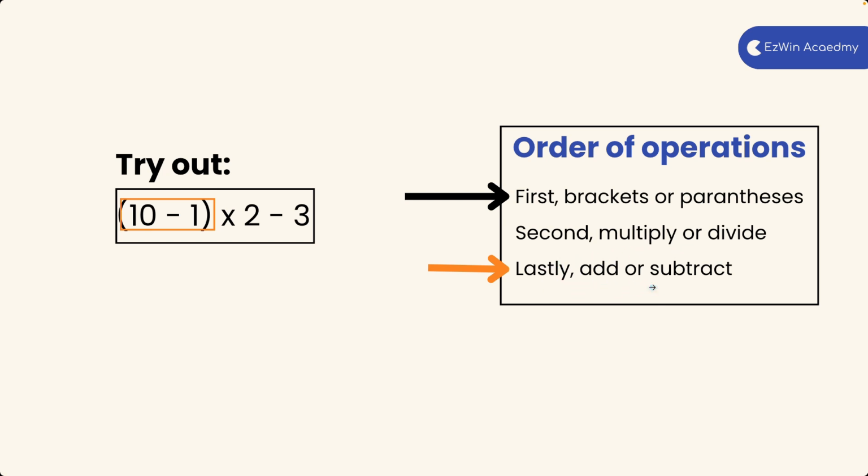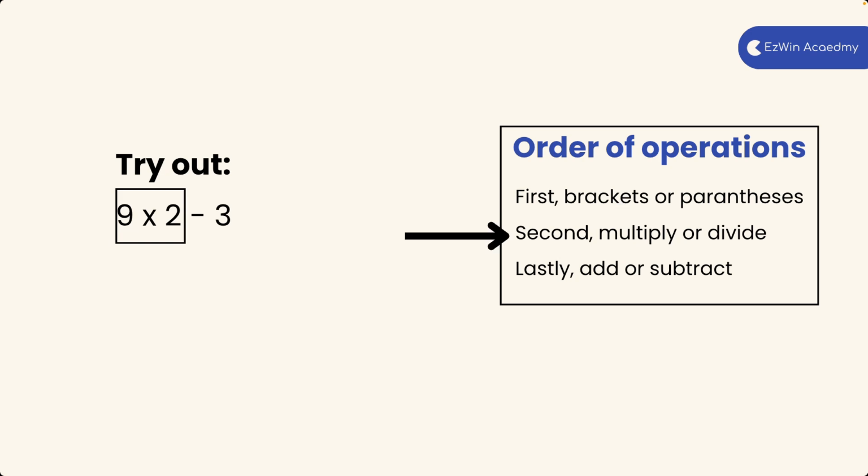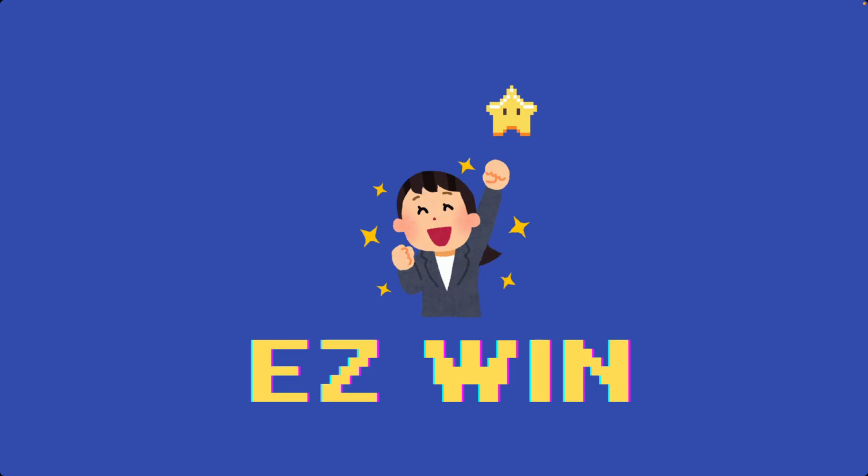So this is a simple subtraction, which is 10 minus 1, and this will equal 9. And since our bracket has been simplified, then we can move on to the second step. So we're just going to simplify it to 18, and lastly we'll just minus off the 3 as well. And there you go. The answer is 15. And that's an easy win. So now you know how to do the order of operations.